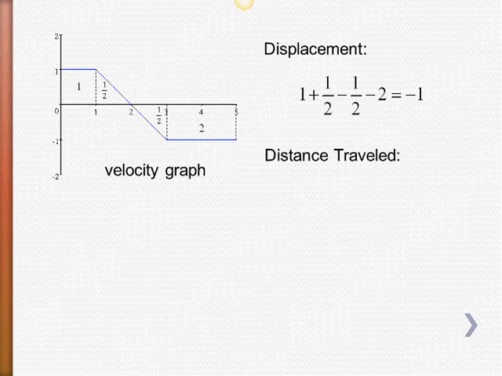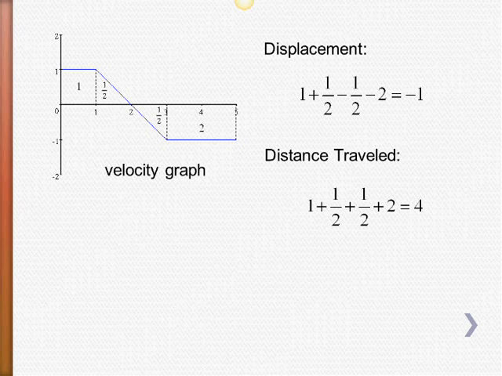But if we were asking you the distance traveled, all those values would become positive. And so we have 1 plus 1/2 plus 1/2 plus 2, which is 4. So even though we ended up negative 1 units away from where we started, we actually traveled a total of 4 units to get there.